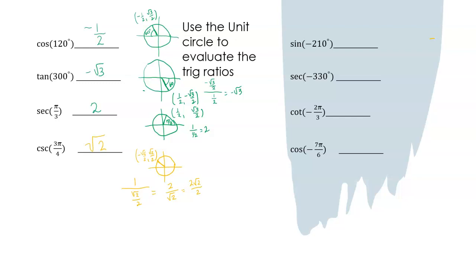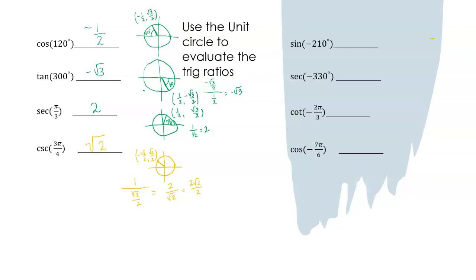Cosine of 120 is going to be the x-coordinate at 120 degrees. Using that 60-degree reference angle, the x-coordinate is going to be the small one. Tangent of 300 is going to be 60 degrees short of 360, so the reference angle is going to be 60 degrees, and we're going to make a ratio y over x, or sine over cosine, and we get negative root 3.